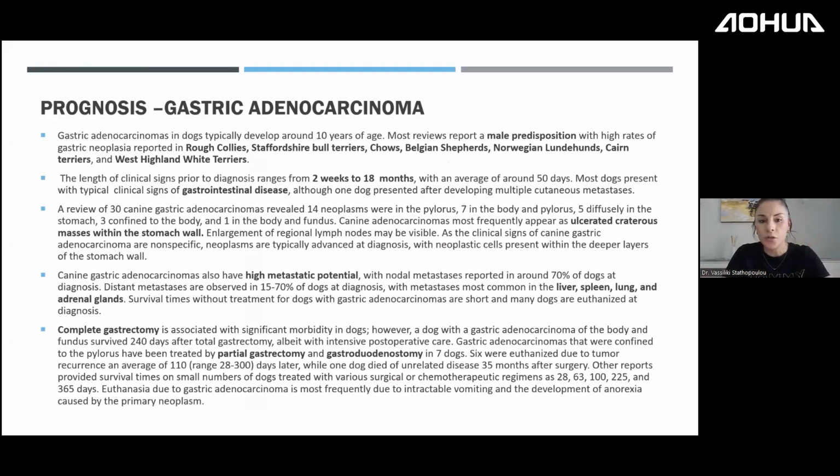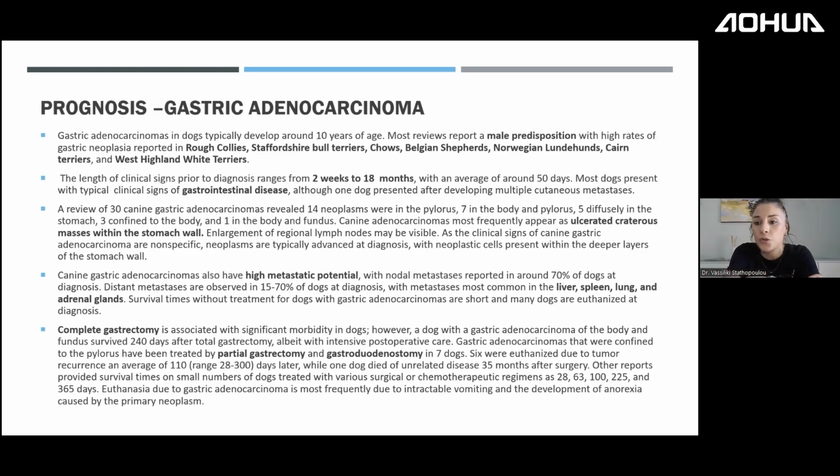Just a few words, we're not going to go into that. Gastric adenocarcinomas most typically develop in geriatric patients. The length of the clinical signs prior to the diagnosis ranges from 2 weeks to 18 months, and this is the difficult part with adenocarcinomas, that we only see them at the late stages, when we cannot do a lot of things. This dog was actually admitted 1 month after severe clinical manifestation of the disease. And it has a very high metastatic potential.